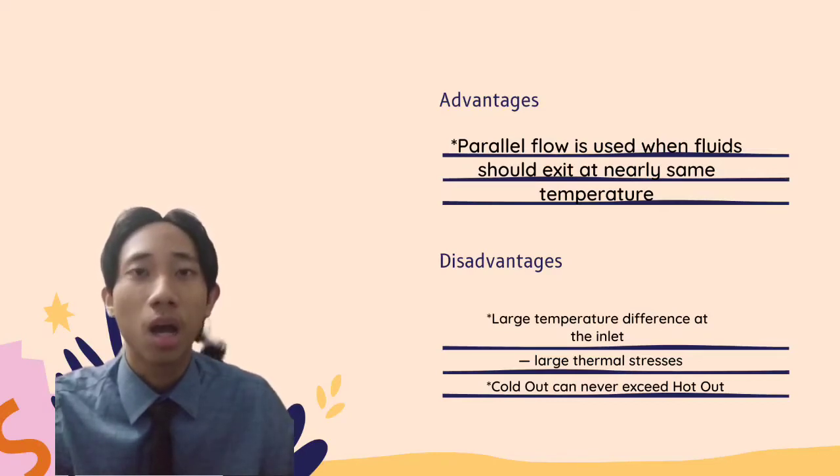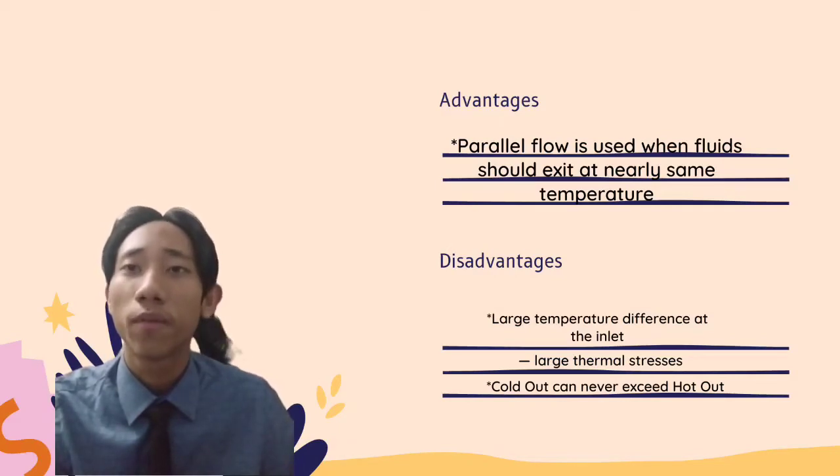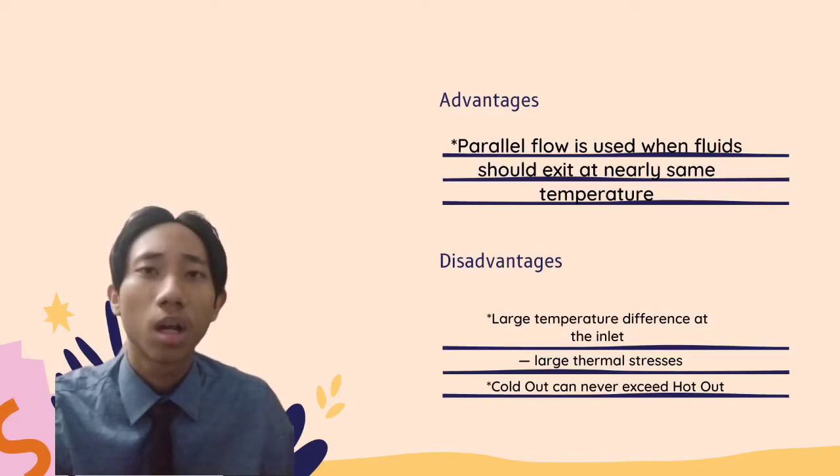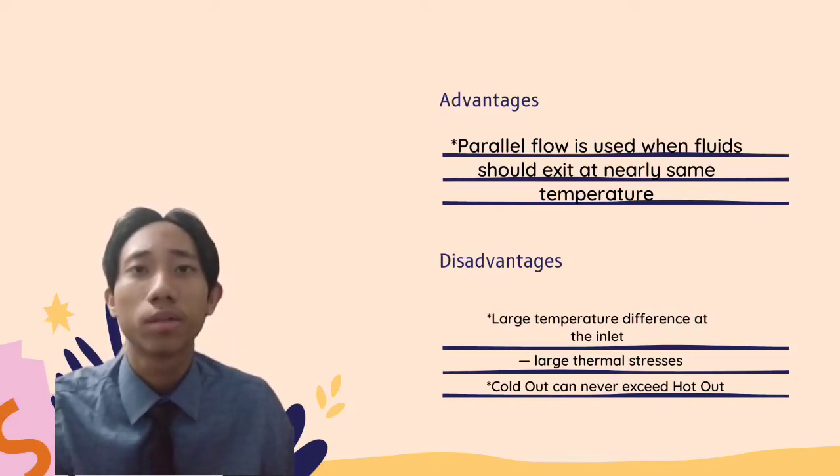Next, I want to talk about the advantage and the disadvantage of the parallel flow heat exchanger. I will talk about the advantage first. The parallel flow is used when fluids should exit at nearly the same temperature. Next, the disadvantages. Large temperature differences at the inlet, or large thermal stresses, and cold out can never exceed hot out.